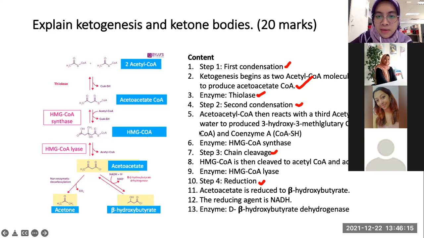The name of the reaction, 1 mark. What happens in the reaction? Who combines or reacts with who to produce what? And then what are the enzyme names catalyzing the reaction? So if the question asks you to explain ketogenesis, then you have to go into details of this. Not only what triggers ketogenesis, which would be a good point in the introduction, but you have to go into detail step by step in ketogenesis. And you have to explain the examples of ketone bodies, which are the 3 things: acetoacetate, beta-hydroxybutyrate, and acetone.